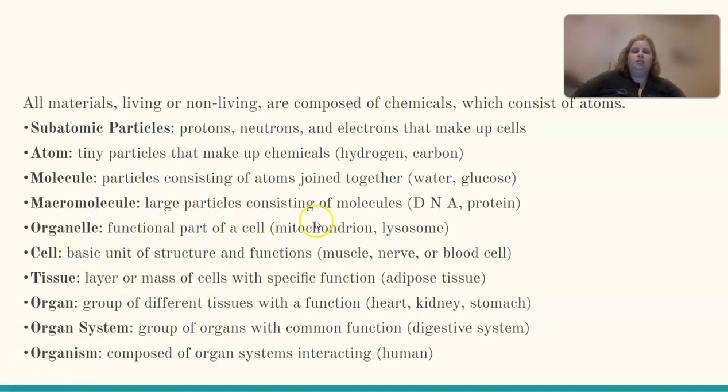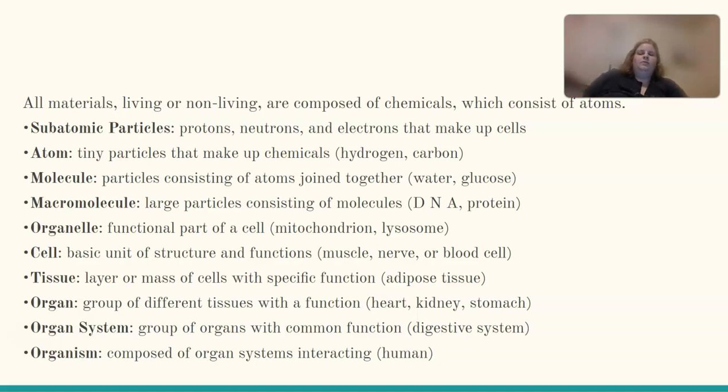An organelle is a functional part of the cell, like a mitochondria or lysosomes. Remember, our mitochondria is like the brain of our cells. A cell, which is just a basic unit of structure and function. So we have several of these in the body. We will go into, you have muscle, nerve, blood cells, things like that. So stem cells. A whole bunch of cells make up tissues. So tissue is a layer or mass of cells with specific function. This example is adipose tissue, which is fat tissue. You also have your muscle tissue, things like that.